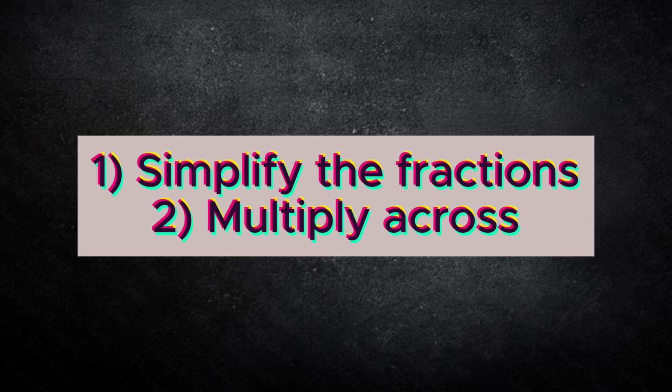So the first thing we do is look for simplification. Simplifying means finding a common factor that can divide both or more numbers in common. If we get that, we can simplify. If not, or if we finish our simplification, the next step is multiplying across.